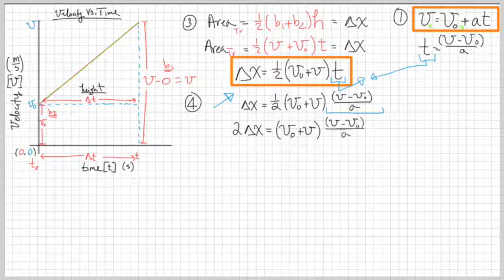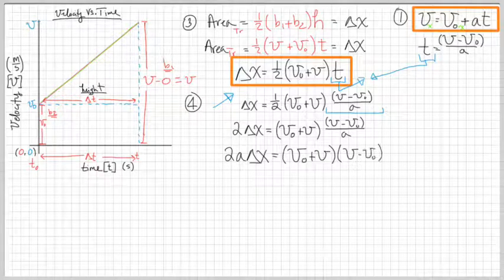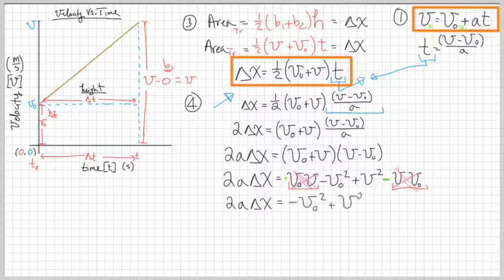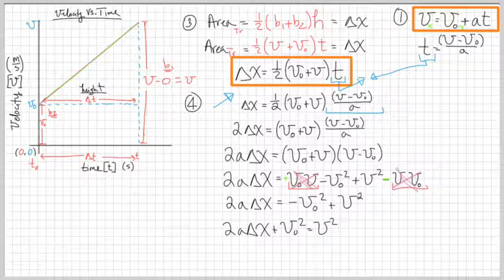I'm going to get that A and that 2 onto the other side of my equation. There it goes, 2A delta X. And then I get some FOIL time with V naught plus V times V minus V naught. We'll write that out just to see what it looks like. We see those values cancel. I got a positive and negative V times V naught. And I'm left with a minus V naught squared plus V squared.